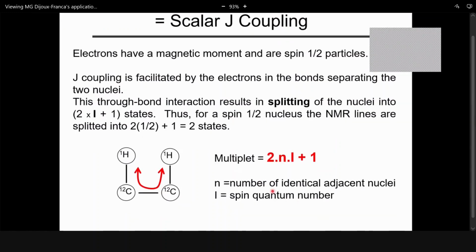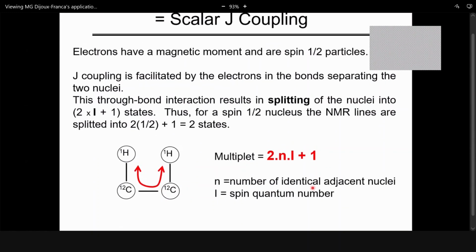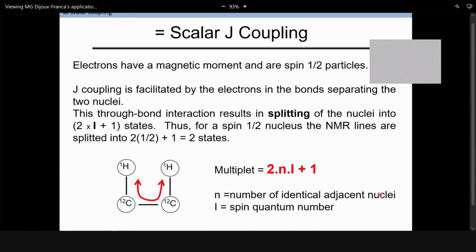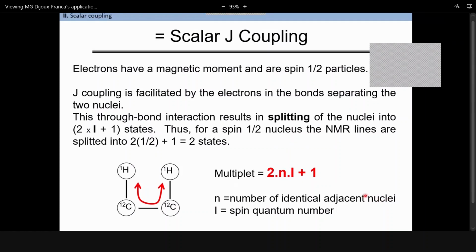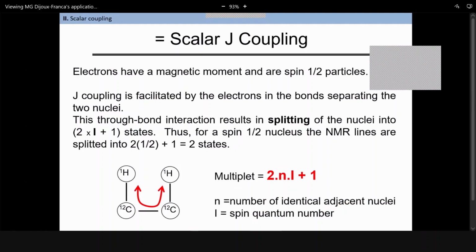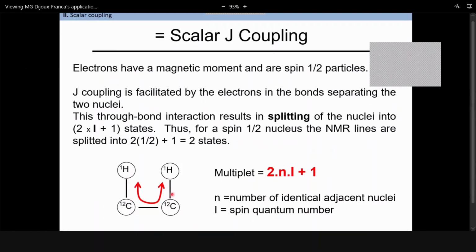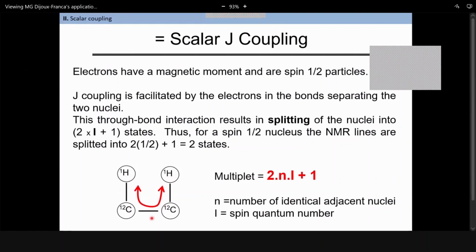N equals the number of equivalent nuclei or protons, let's say, just around the proton, because we are talking about scalar coupling. That means coupling interaction, magnetic interaction between protons, but transmitted through the chemical bonds, through the electrons' movement.